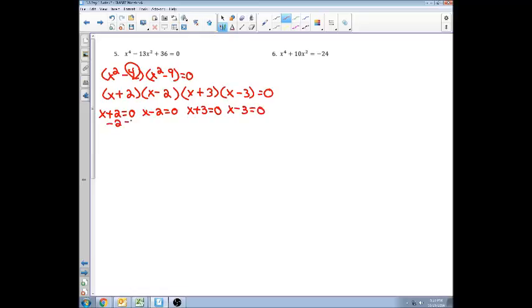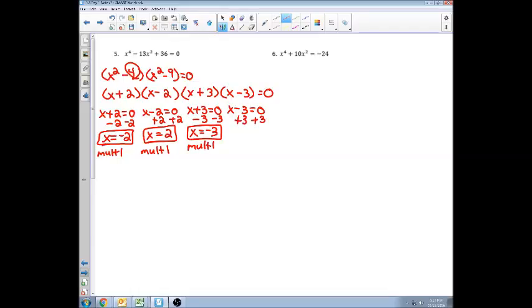I'm going to subtract 2. So x equals negative 2. What is the multiplicity? It's just going to be 1. I'm going to add 2. So x is equal to positive 2. So again, multiplicity of 1. If I subtract 3, I would have a multiplicity of 1, and if I add 3, I will have a multiplicity of 1.